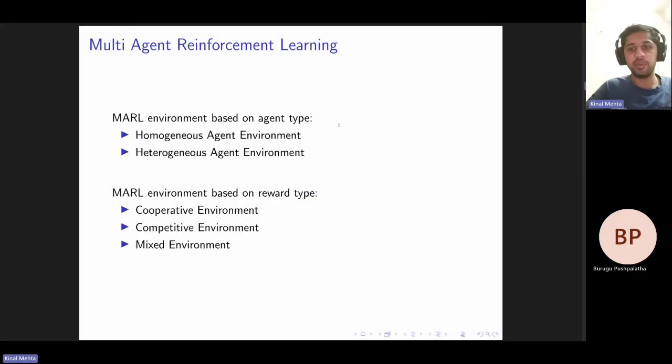Now we look into multi-agent reinforcement learning, where there will be multiple agents interacting with the environment. Multi-agent reinforcement learning can have a lot of variation, and we can classify it based on the type of agents and the type of environment.